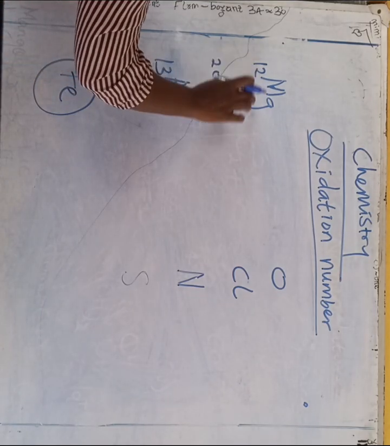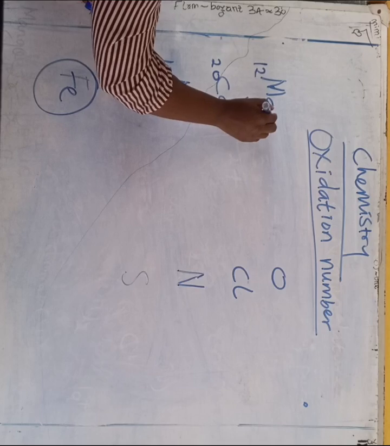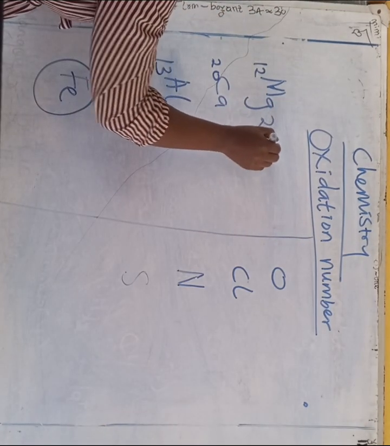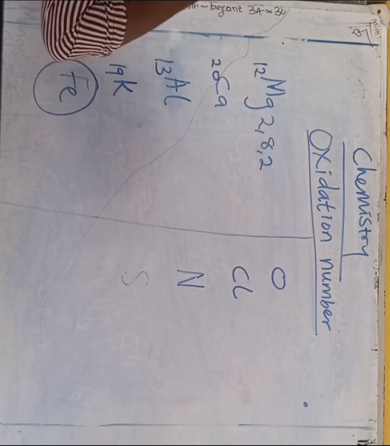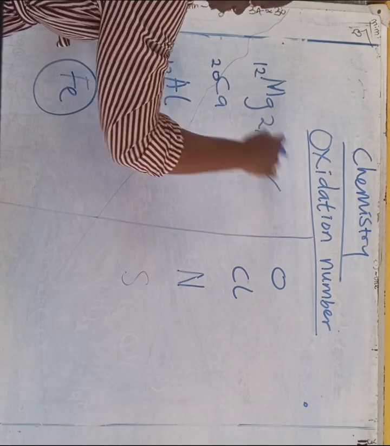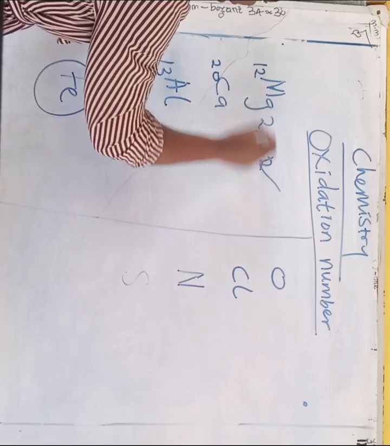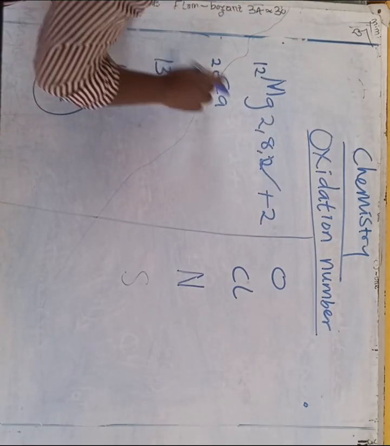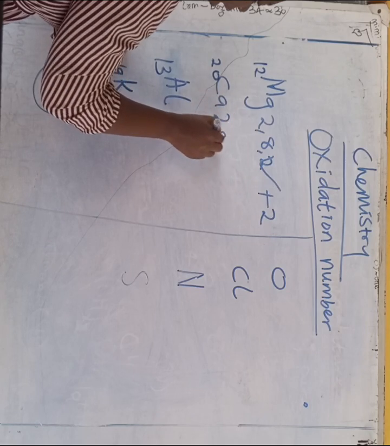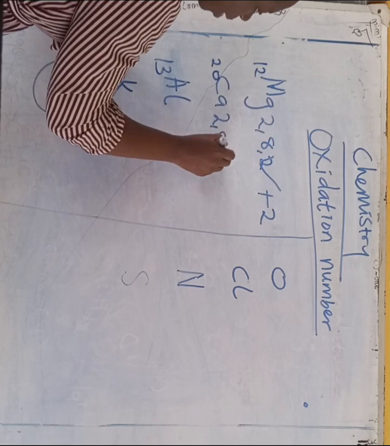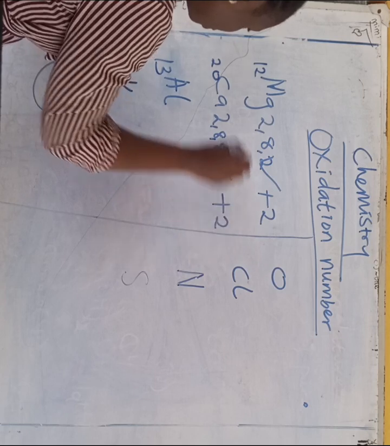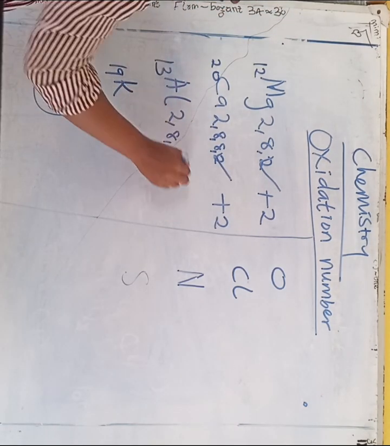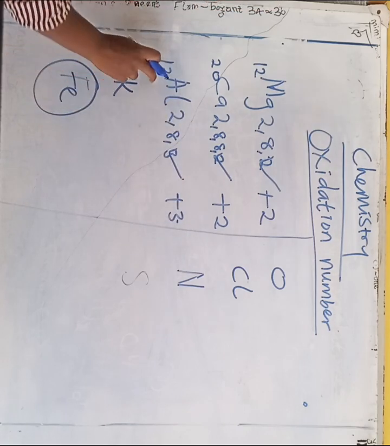Okay, so magnesium is 12, so we have 2, 8, 2. Automatically, magnesium is willing to give out this 2 and dash it out. So magnesium has +2. Calcium also is 20, so 2, 8, 8, 2. Automatically it's giving out this 2, +2. Aluminium, 13, is 2, 8, 3, giving out this 3. So it has +3. Aluminium is very generous.